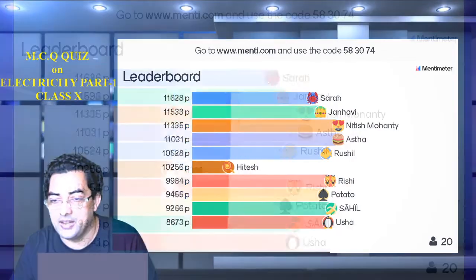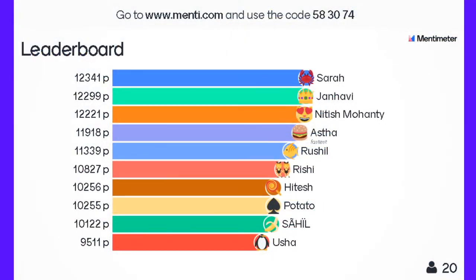Okay, so guys, the leaderboard scores are these. Sara on top, followed by Janvi. Nitish on position number 3. Astha the burger has moved up with the fastest finger this time. Rushil 4th, 5th, 6th, 7th, 8th, 9th, and 10th is Usha.